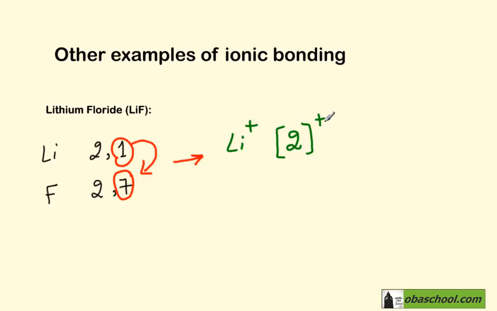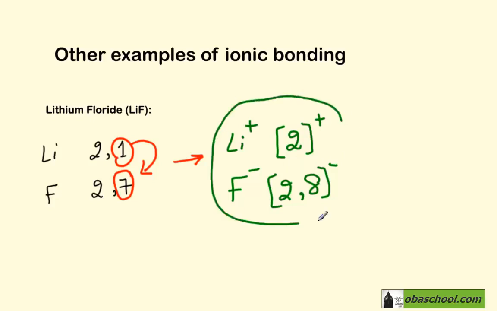As for fluorine, its electron configuration is 2, 8, because it gained 1 electron, and since it gained 1 electron, it will have a negative charge, so F-. So lithium lost 1 electron and became Li+. Fluorine gained an electron and became F-. An ionic bond is formed because there is a transfer of electrons from lithium to fluorine.